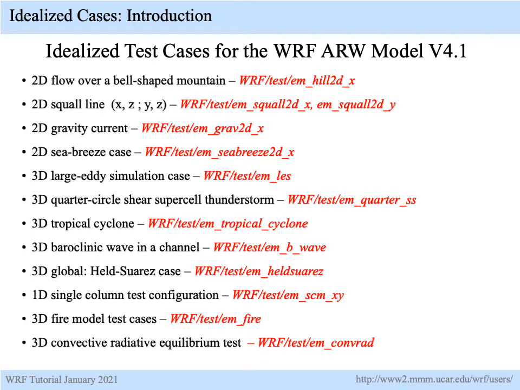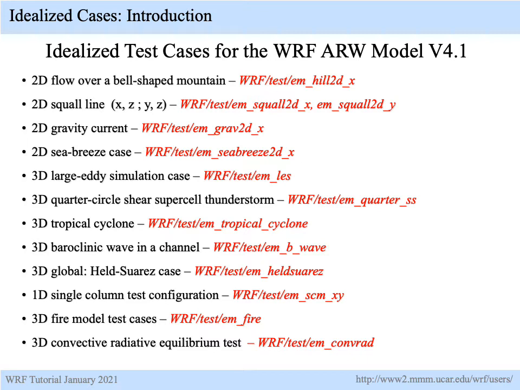Here are the idealized test cases in the WRF release. In red are the paths to the directories containing the configuration files for each case. For example, the namelist.input file, along with a README file that explains what the test case is, has references to the literature for that test case, etc.